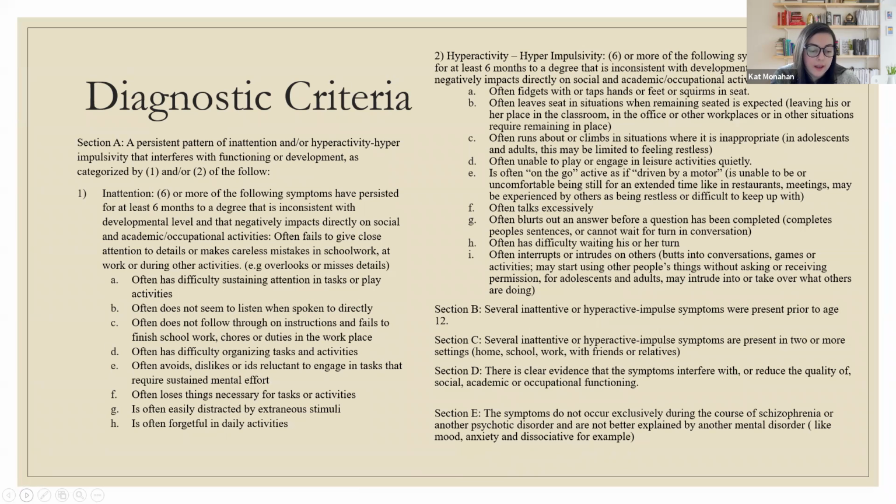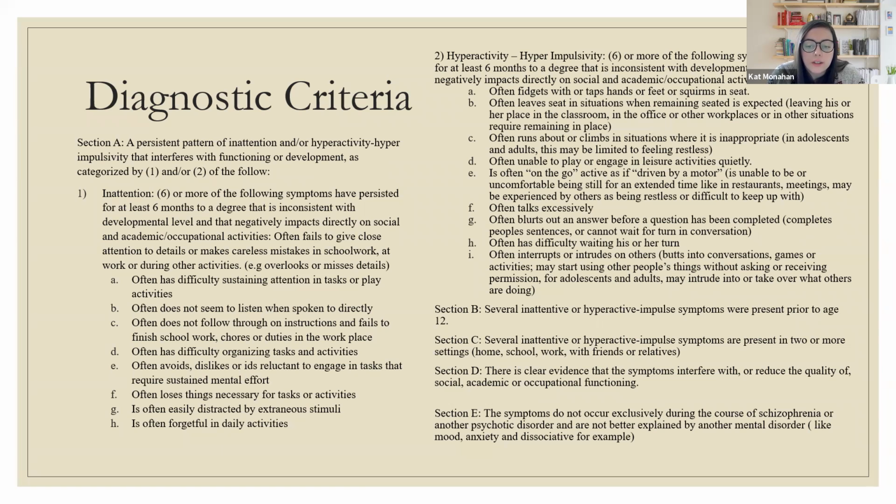E, often has difficulty organizing tasks and activities, difficulty managing sequential tasks, keeping materials and belongings in order, messy, disorganized work, poor time management, and failure to meet deadlines are some examples of that type of symptom. F, often avoids, dislikes, or is reluctant to engage in tasks that require sustained mental effort. So they are reluctant to engage in schoolwork or homework. For adults, preparing reports, completing forms, reviewing lengthy papers, these things are a challenge.